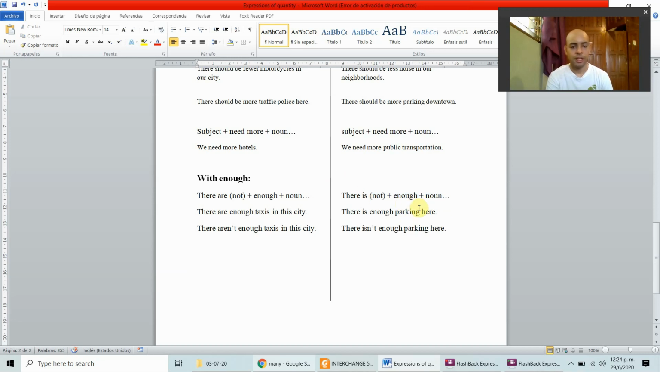Now with non-count nouns, there is not enough plus noun. It's basically the same, but we use this conjugation of the verb be. We use is. There is enough parking here. There isn't enough parking here.